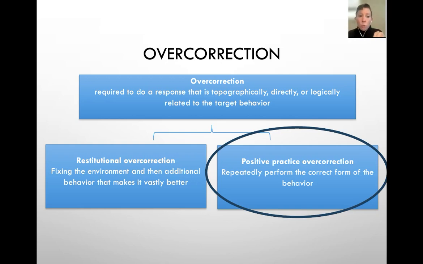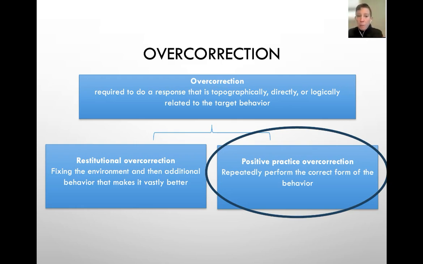Soapbox. Correction. Restitutional overcorrection is the other side of this box. That's fixing the environment and then making the environment vastly better than it was before. So, if I knocked over a bookshelf and the bookshelf prior to this was just a bunch of books on the shelf, and then instead of just cleaning it up, I had to clean it up and alphabetize it, then we would say that's restitutional overcorrection. I've improved that environment by the action that I've taken.